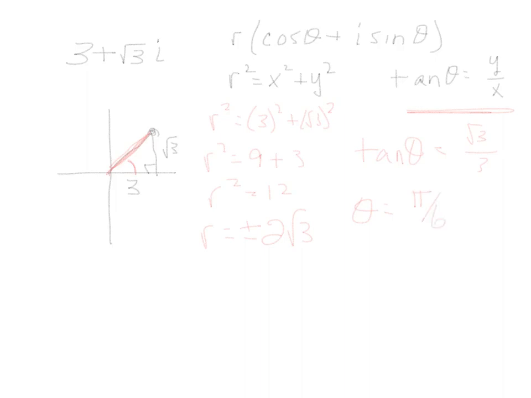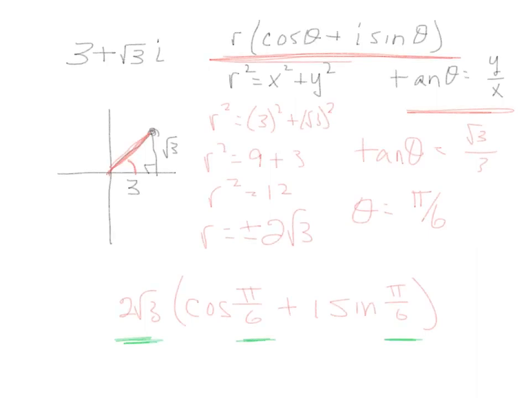Now, we are going to write our form like this. We start with r, which is 2 radical 3, multiplied by cosine of our angle plus i sine of our angle. That's the way that we're going to be doing that on our Delta Math. We will have to fill in this number here, the angle, and this angle here. Those are the only ones that you'll be filling in.